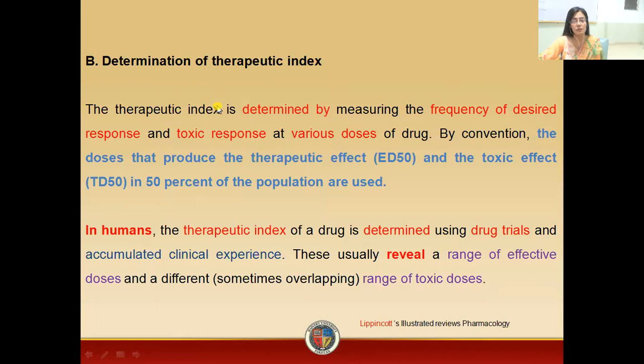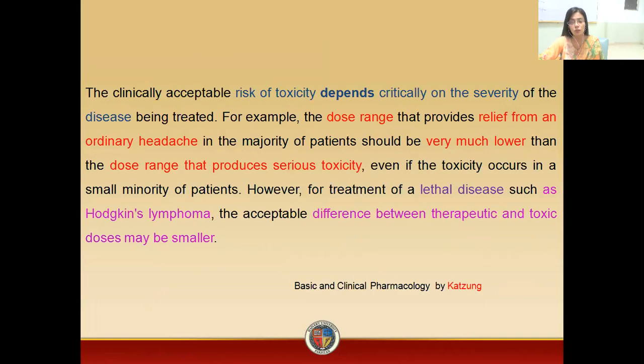Now, how to determine the therapeutic index? We have already discussed the formula, that is the ratio between the TD50 and the ED50. So in humans, this therapeutic index gives us an estimate about the safety of the drug. It gives us an estimate about the effectiveness of the drug. It gives us an estimate about the standard safety margin. So if we have a patient in a critical situation or with a critical disease, in this case, we may use drugs with narrow therapeutic index. For example, in case of Hodgkin lymphoma, we use certain drugs which have narrow therapeutic index, in which the difference between the therapeutic and toxic doses is small. But for certain conditions like headache or diseases which are not threatening, in these cases, we prefer drugs which have wider therapeutic index.